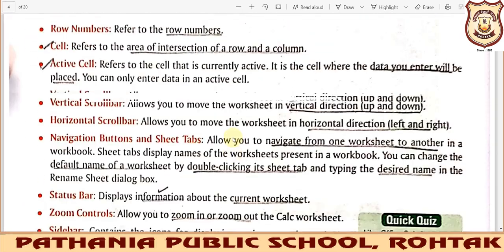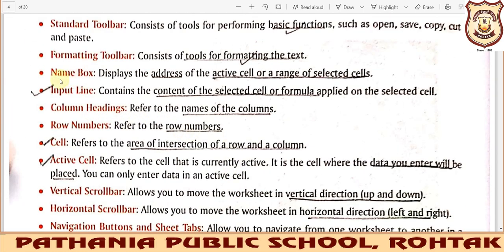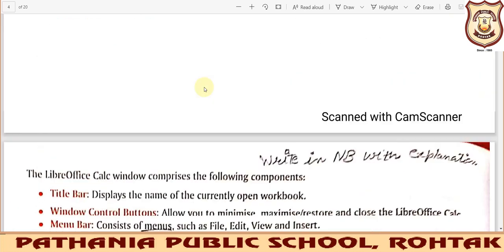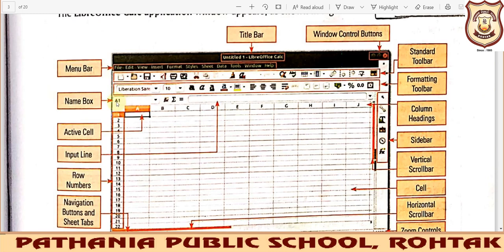So next is your name box. The name box displays the active cell or the range of the selected cells. The name box is present on the left side. I can show you here, this is the name box. Whichever cell is active or whatever range you have selected, it will show you here the range or the name of that particular cell. And what is this? This is your input line.